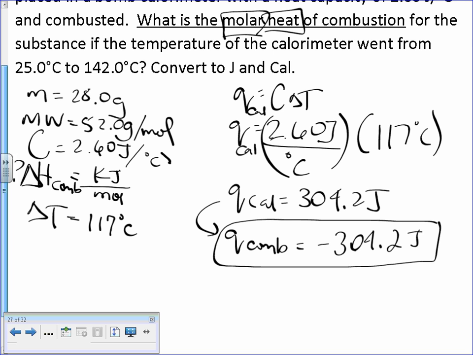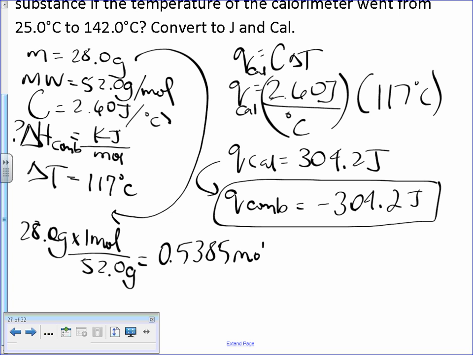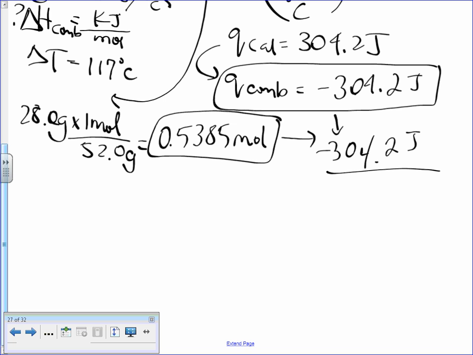Next. Moles. Okay, so we're using this information, 28 grams times 1 mole over the molecular weight. I didn't actually calculate it, I did it all in one step. Somebody do that for me. 0.538 moles of this substance that was combusted. Okay, so got Q, got moles. Divide, so negative 304.2 joules divided by 0.5385. What is that?